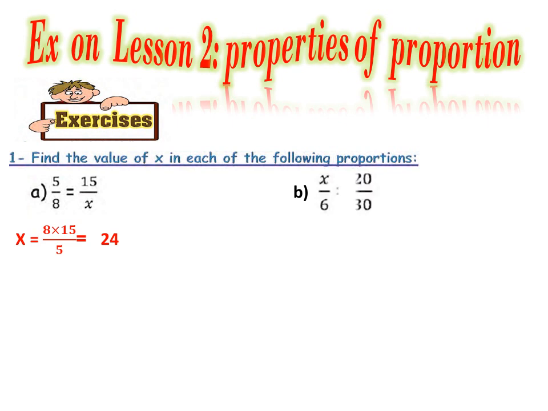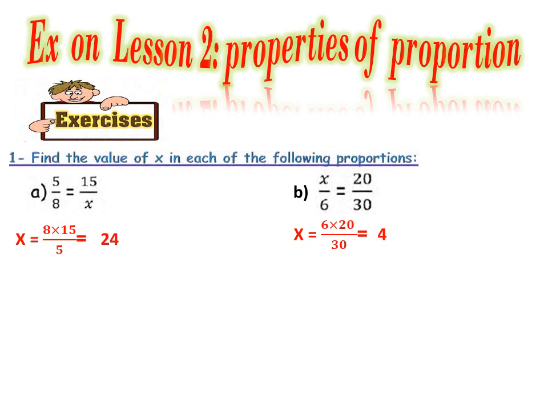Letter B, x over 6 equals 20 over 30. By the same method, we will use cross multiplication to get the value of x. x equals 6 times 20 over 30, okay? So by using a calculator, it will be 4.